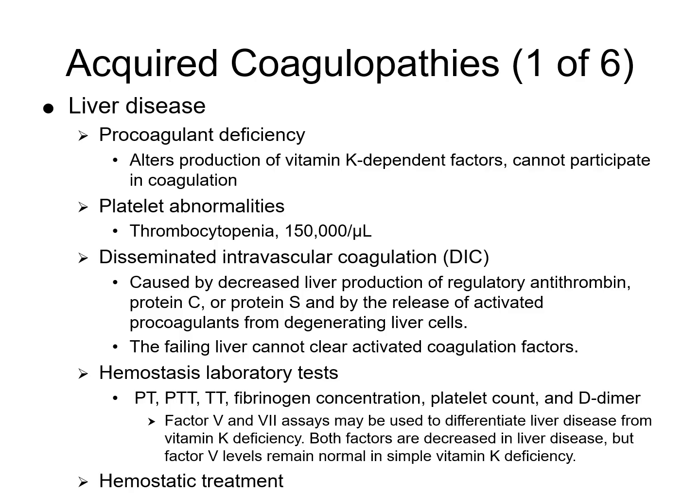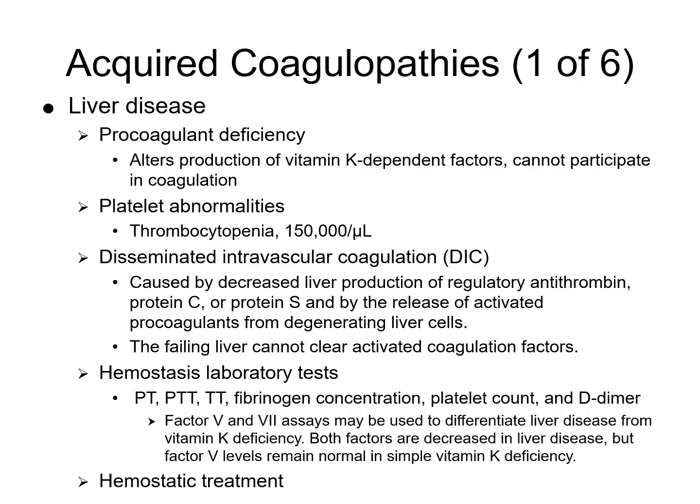Some factor assays we can do for diagnosis would be factor 5 and factor 7 levels. These are particularly useful in trying to differentiate liver disease from vitamin K deficiency. So in liver disease, both factor 5 and 7 are going to be decreased, but in vitamin K deficiency, factor 7 is low, but factor 5 will actually remain normal.